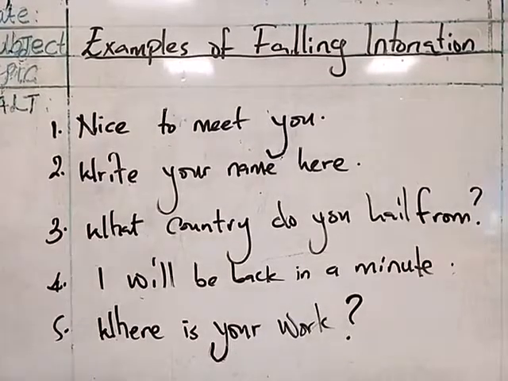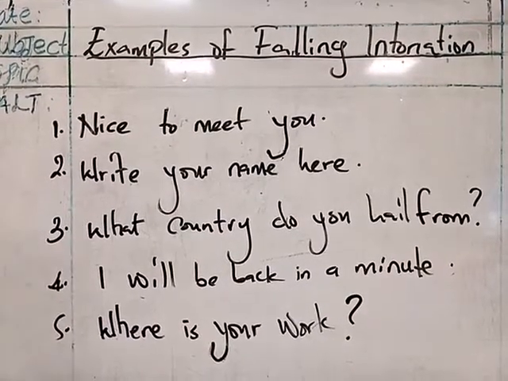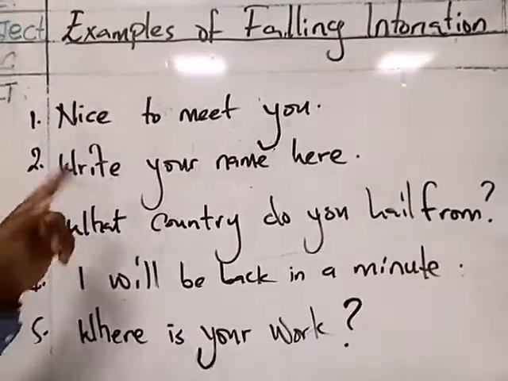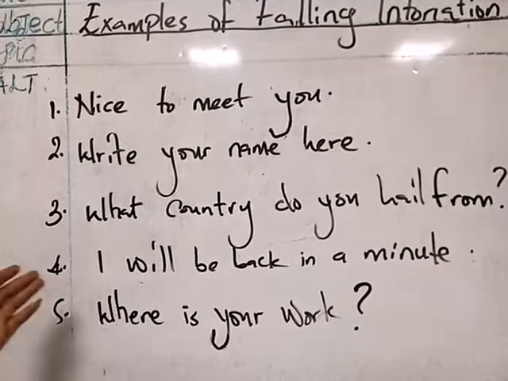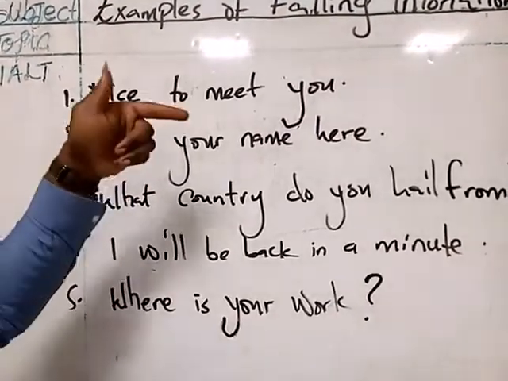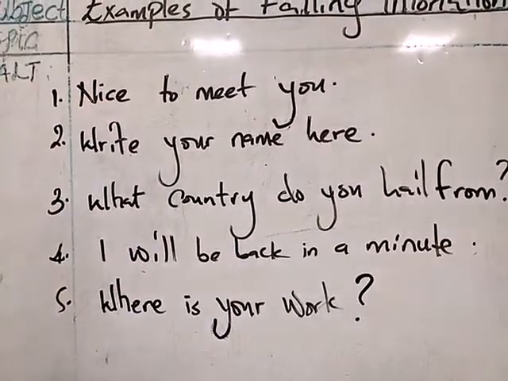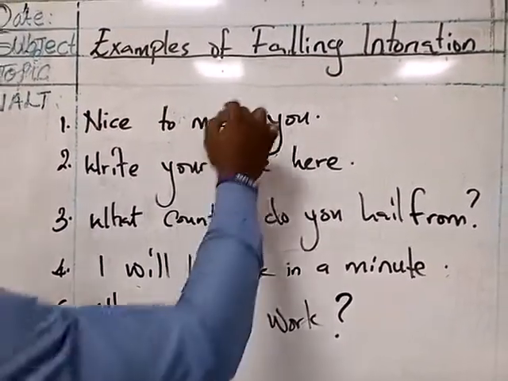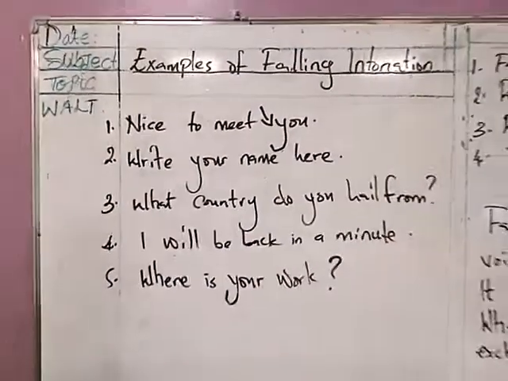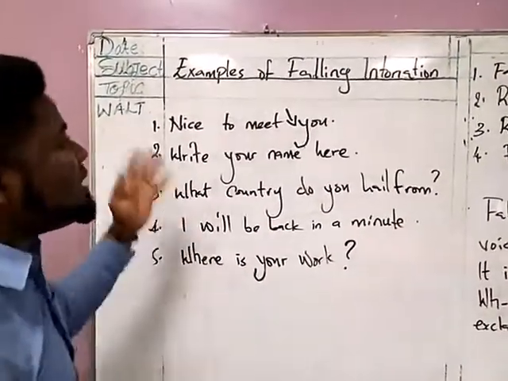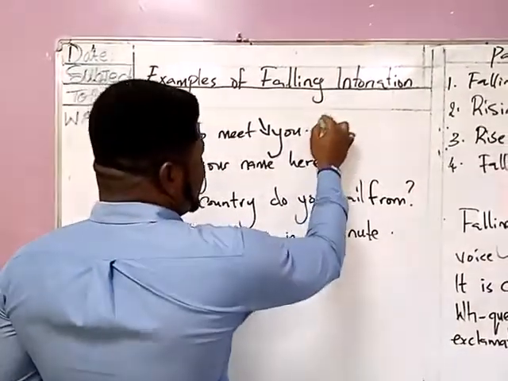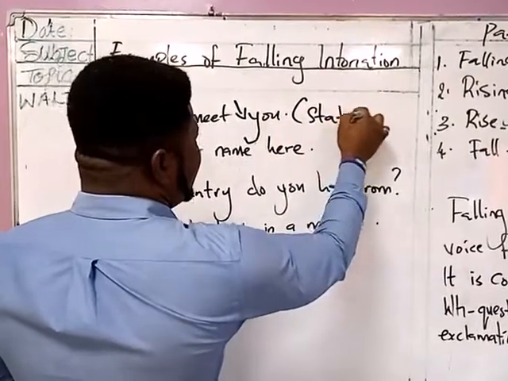The following are examples of falling intonation. One, nice to meet you. You can see from the statement that the pitch is going down. Nice to meet you. So you put your falling intonation arrow here. And this sentence can be classified as a statement.